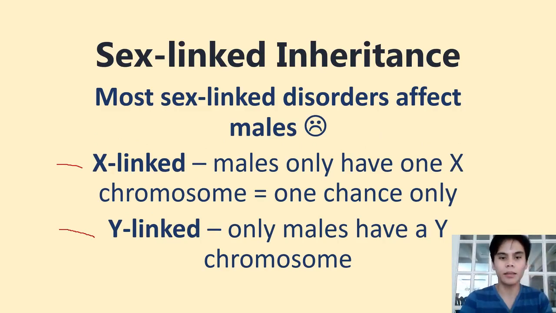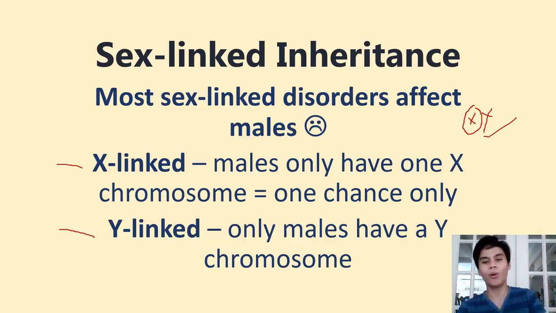Now, most sex-linked disorders are recessive disorders, and most of them affect mostly males. Alright? Because for X-linked genes, males only have one X chromosome. Again, males have X and Y. Wow, I can't draw. Okay, so X and Y. So we only have one chromosome, one chance in order to have a normal set of genes. So if you inherit a gene that codes for a disorder, you have no other extra chance in order to get a normal gene.